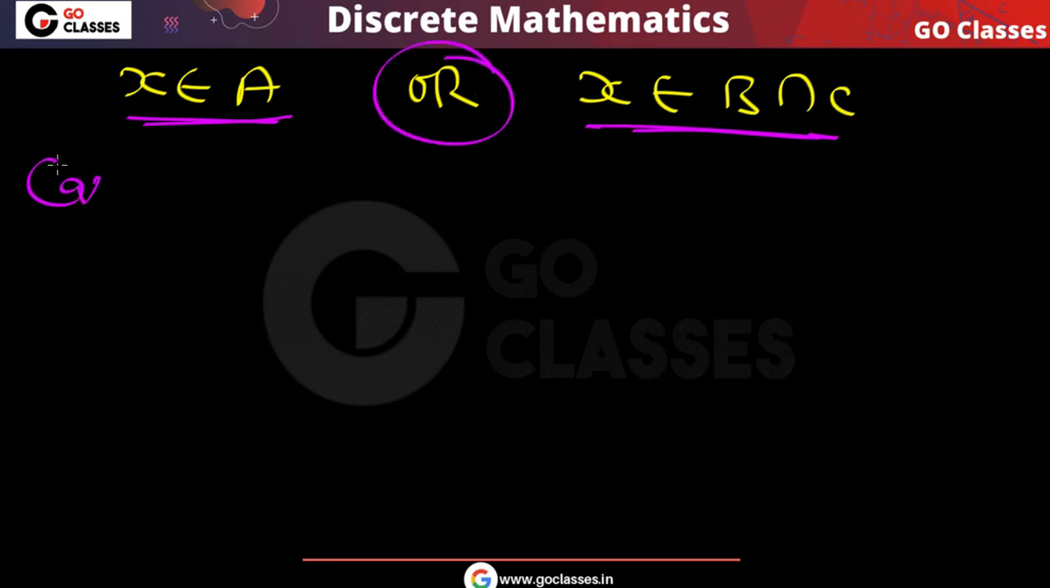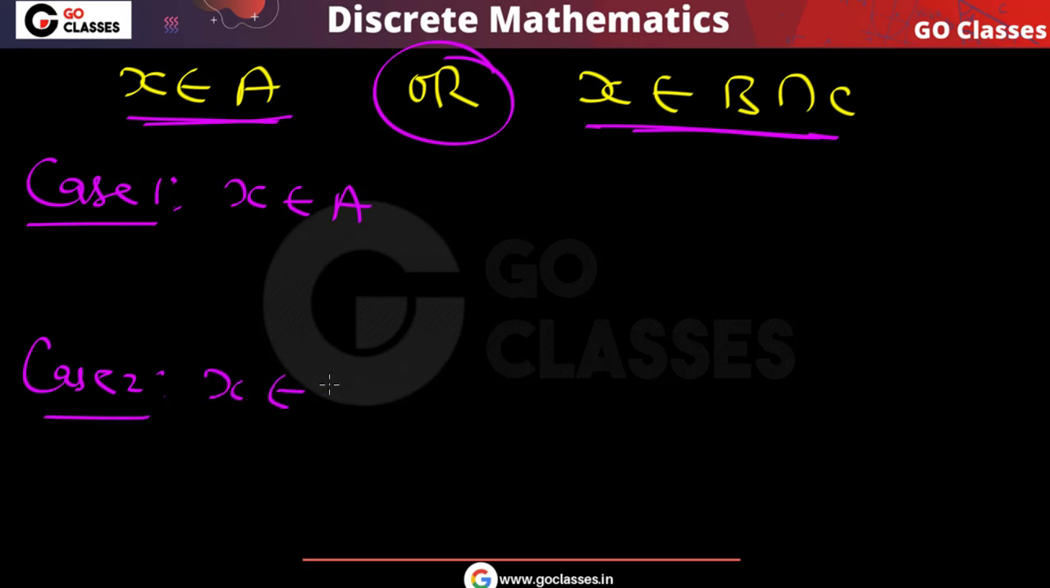Now here you can make two cases. Either this will happen or this will happen or both will happen, at least one of them will happen. Case 1, if this happens, and case 2, if this happens. Either X is in A or X is in B intersection C. So either case 1 will happen or case 2 will happen or both will happen.